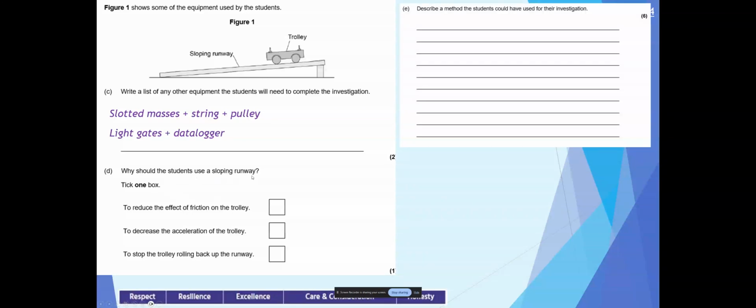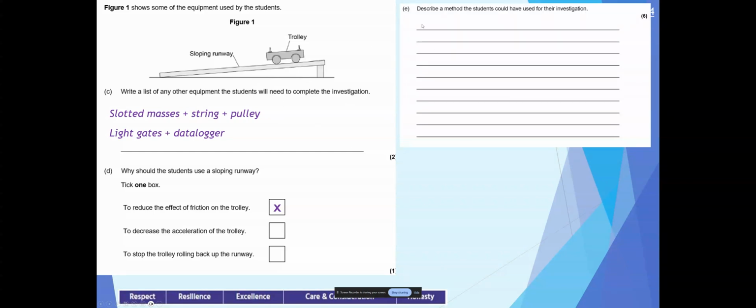Why should the student use a sloping runway? Basically, we want to use a sloping runway to reduce the effect of friction on the trolley. If it wasn't sloping, friction would have more effect. The slope compensates for the friction.